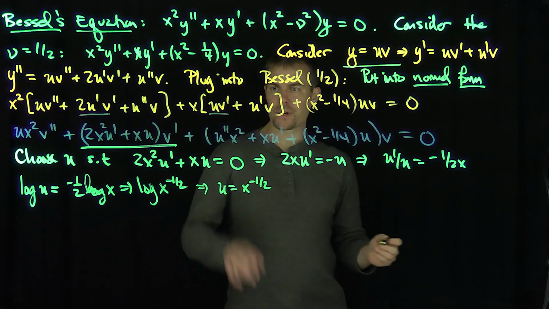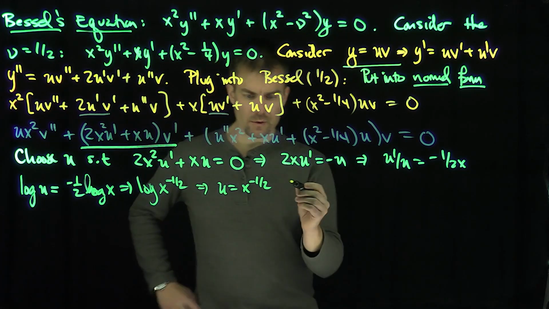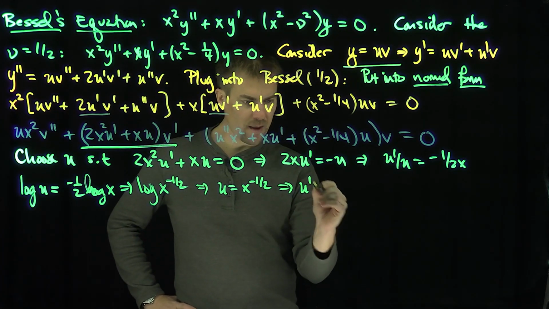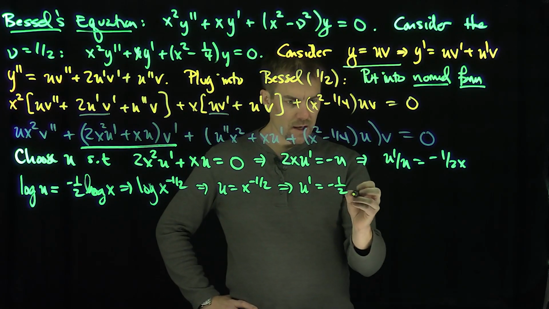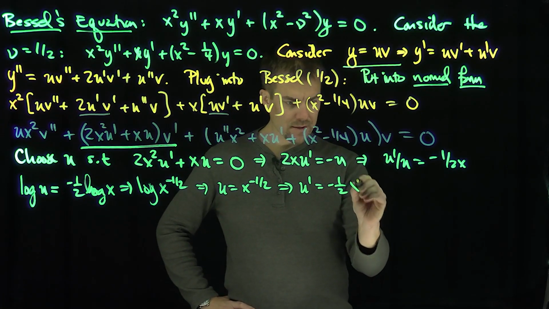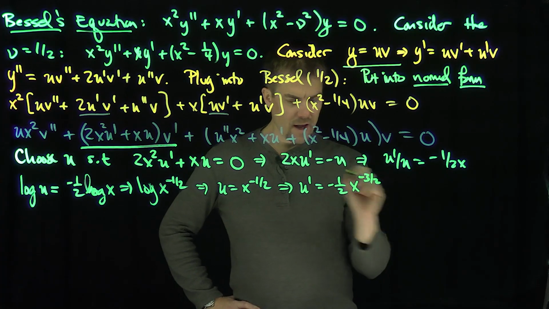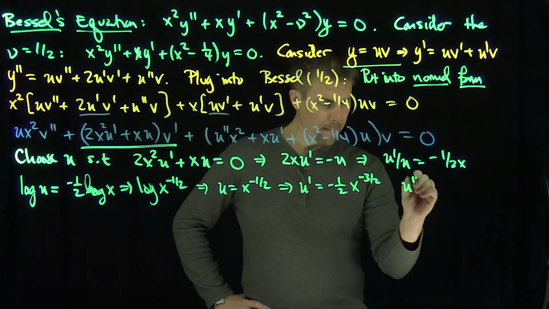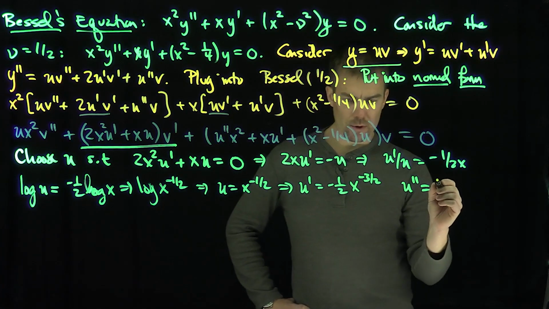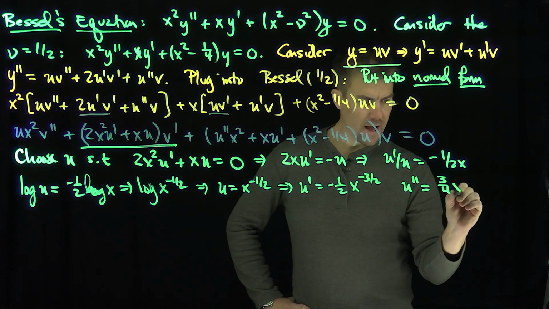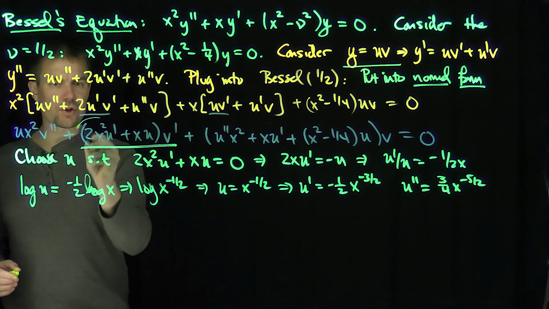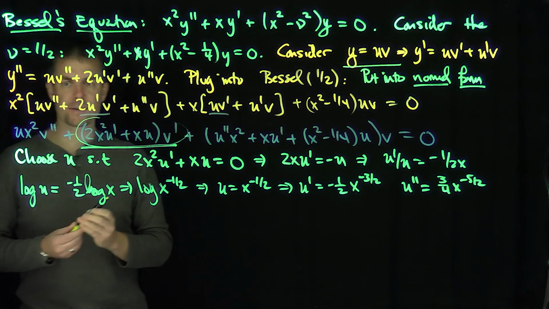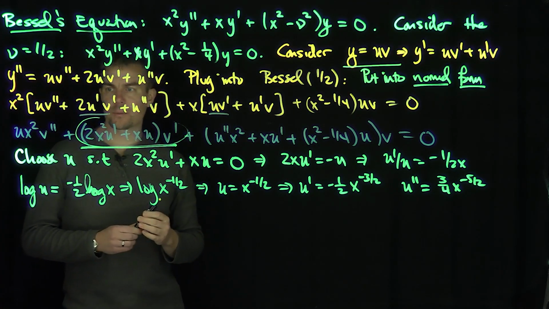Good. And of course, we're going to need first derivatives and second derivatives of u. So what's the first derivative of u? That says that u prime is negative 1/2 x to the negative 3/2 power. And then u double prime is going to be positive 3/4 x to the negative 5/2. Good. So with this choice of u, by construction, this term is equal to 0 over here, right? That term is chosen to be 0.